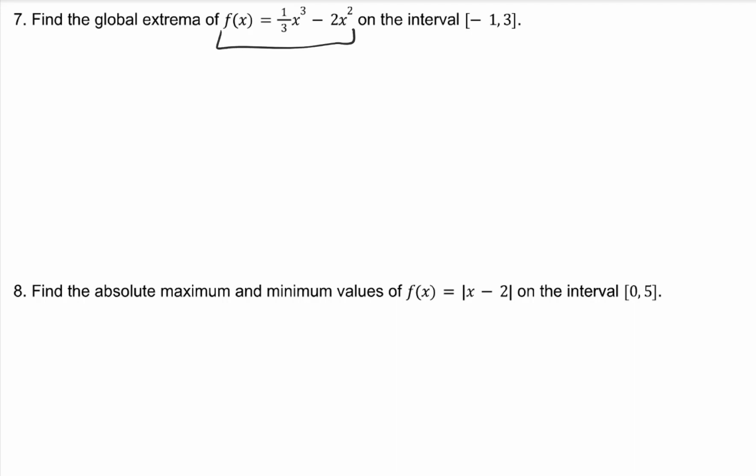Find the global extrema of f of x on the interval -1 to 3. First of all, is there any place where f of x is undefined? Because if so, that will not be a critical number. F of x is a polynomial, so it is continuous, defined for all x's. Let's derive using the power rule.